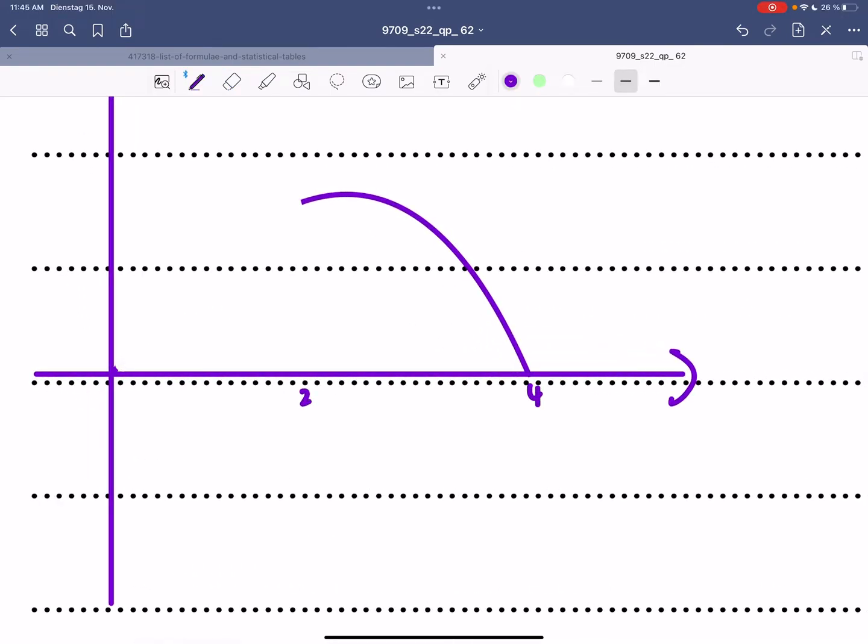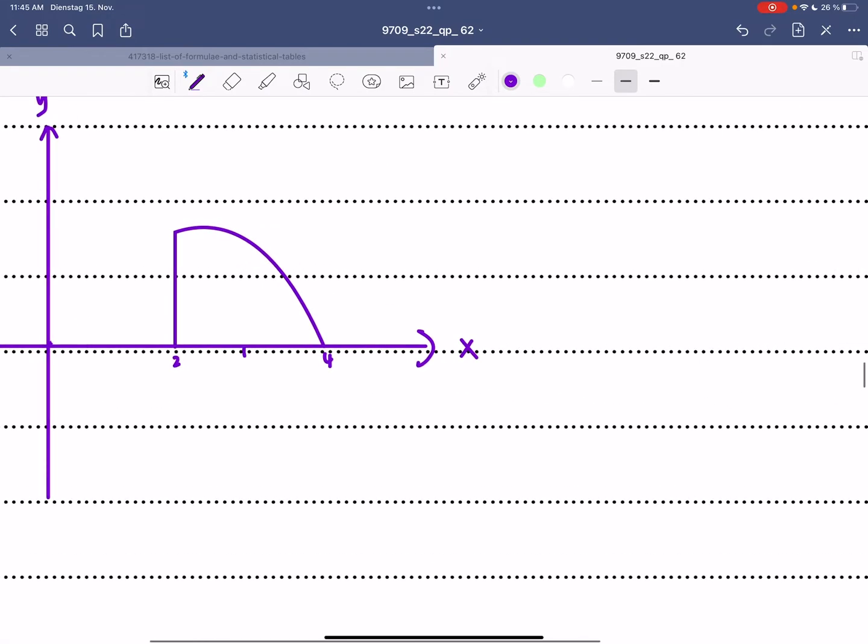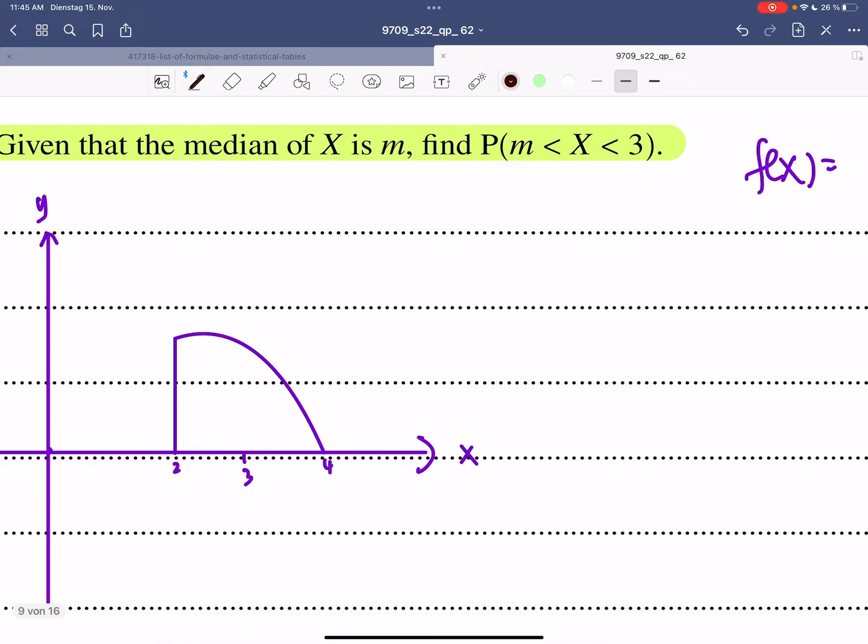This is 2, this is 4. Okay. So let's say 3 is here. Since we have to find, since m is less than 3, so let's say m is here, so you have to find this area basically. So what you can do is take this entire area and then minus this segment here.